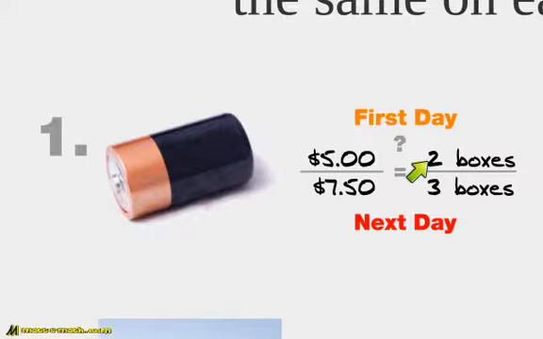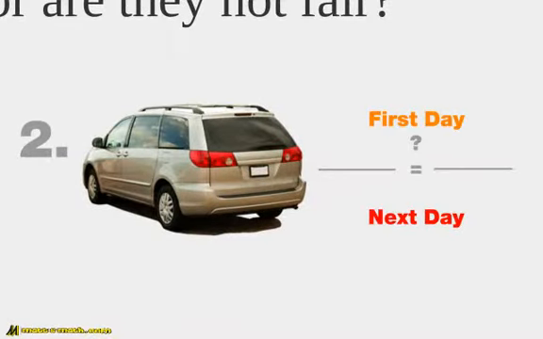Well, if you think about it, 2 boxes for $5. That's 1 box is $2.50, and here 3 boxes is $7.50. So again, break it down. 1 box is $2.50 also. So those are equivalent. Now, if you don't know what the word equivalent means, it means the same or equal. Okay, so yeah, there it is. They're the same.